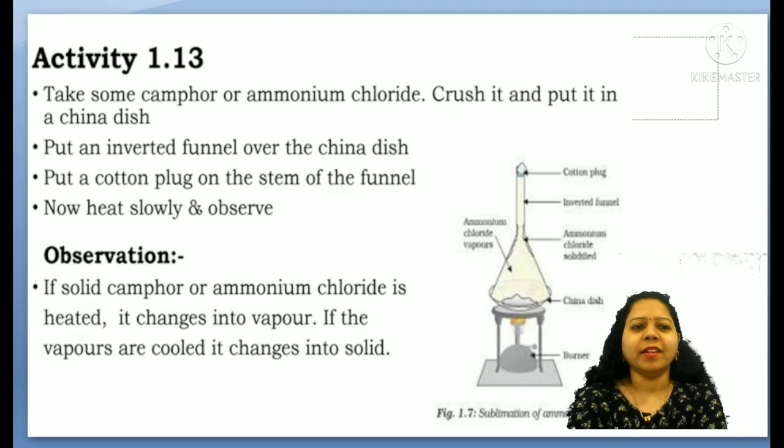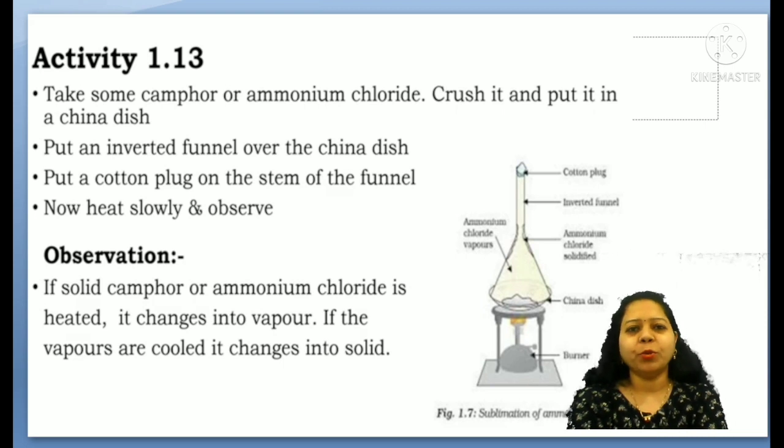Activity 1.13. Take some camphor or ammonium chloride, crush it and put it in a china dish. Put an inverted funnel over the china dish. Put a cotton plug on the stem of the funnel. Now heat slowly and observe.